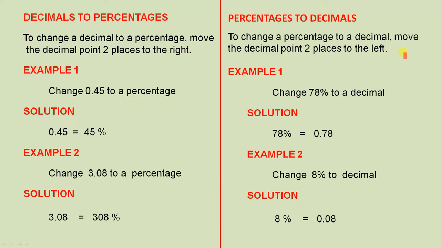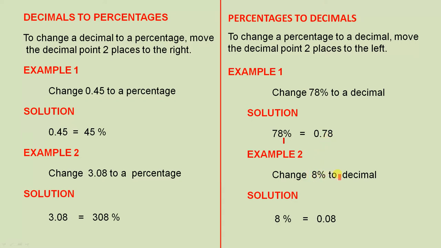Changing percentages to decimals. To change a percentage to a decimal, move the decimal point 2 places to the left. So example 1, change 78% to a decimal. With 78%, the decimal point is here. Move it 2 places to the left. 1, 2, so it's to the left of the 7, so it's 0.78.